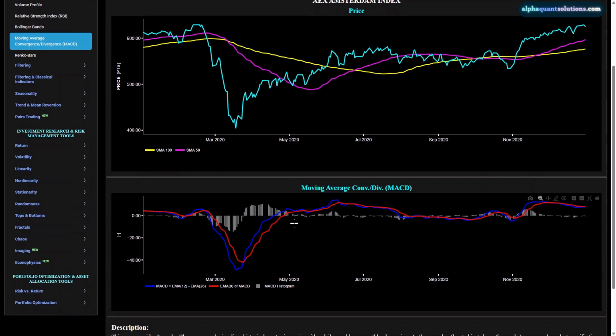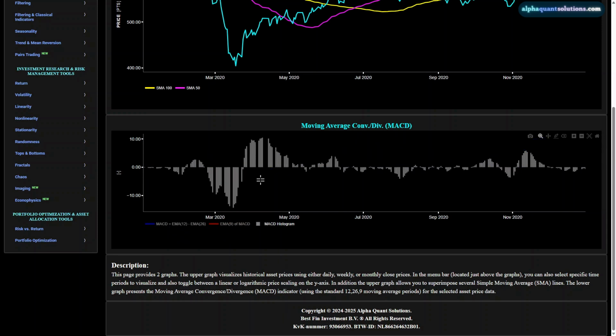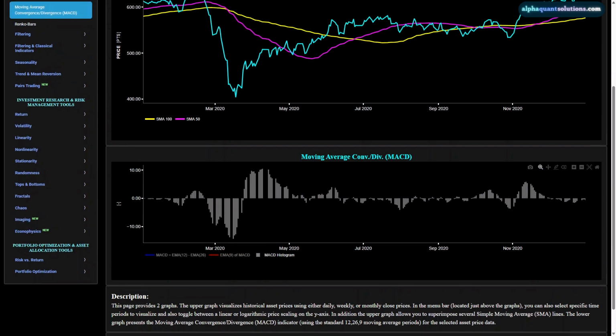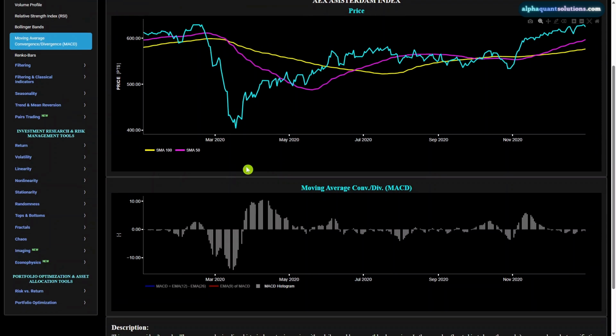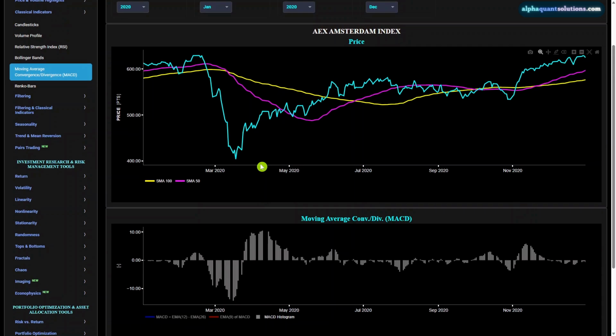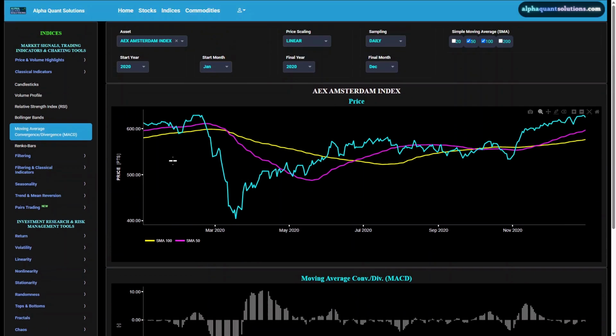And again, suppose you only want to focus on the histograms, what you can do is remove the other lines. If you click on this legend, the red one, it will remove it. You click on the blue one, and now you only have the histograms. And now you can combine this bottom graph with the top graph to identify potential buy or sell moments during your trading strategy. The next and final page that we'll review in this video will be about the Renko Bars.